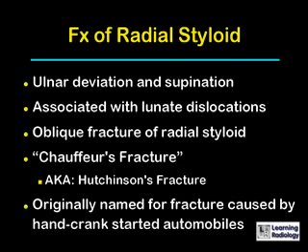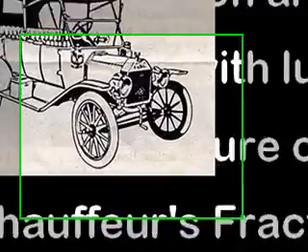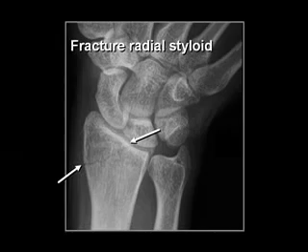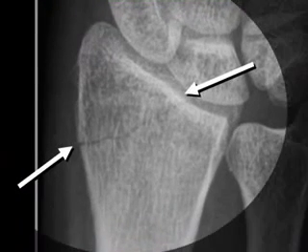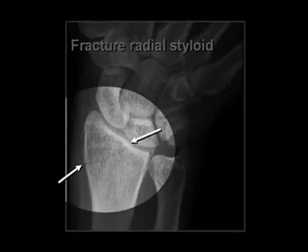It's originally named for the fracture which was caused by the hand crank, which was used to start very old automobiles, on the front of the automobile, snapping back and striking the distal radius. This is an example of a fracture of the radial styloid. You can see that the white arrows point to the fracture line.